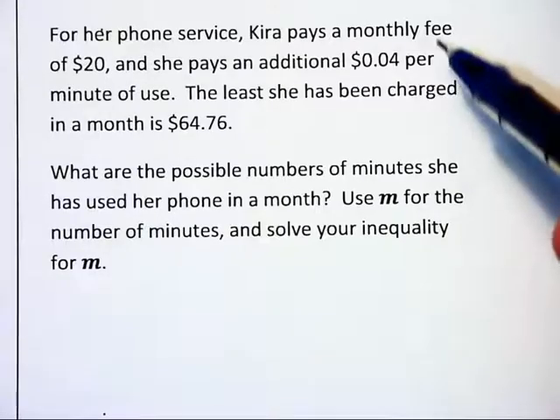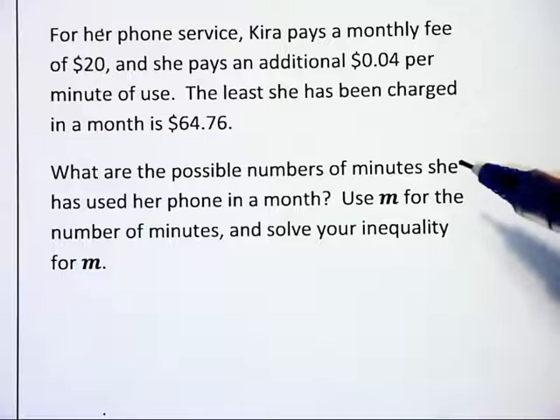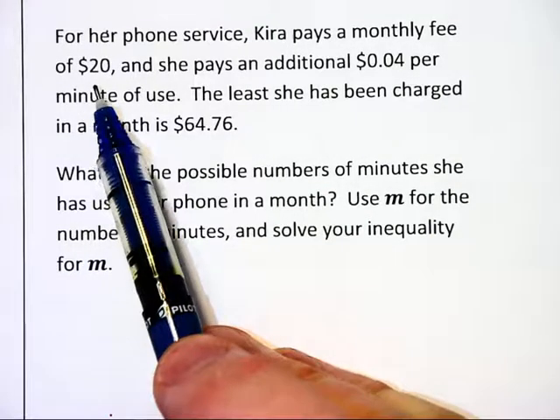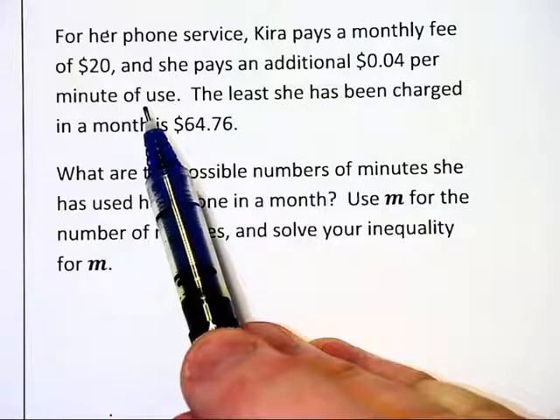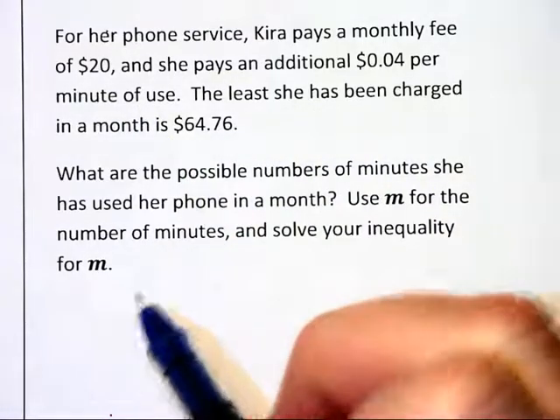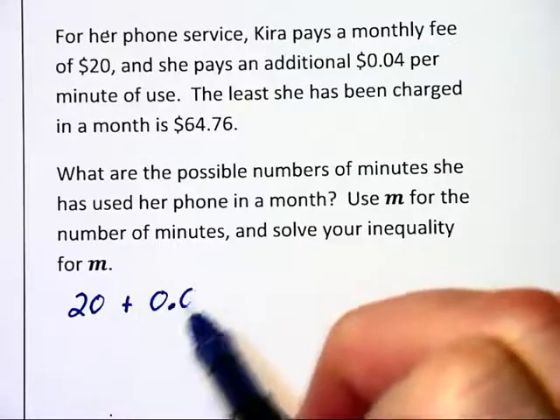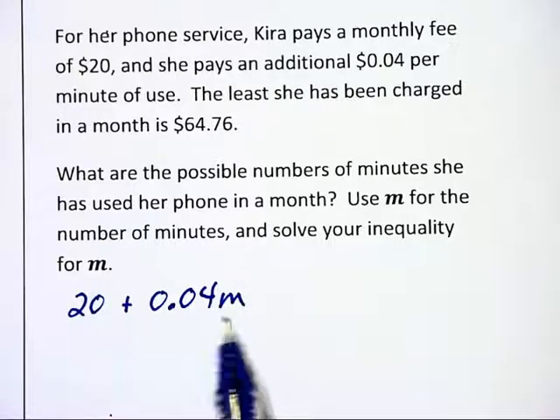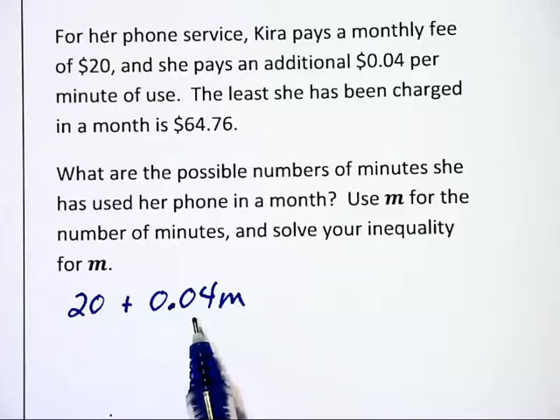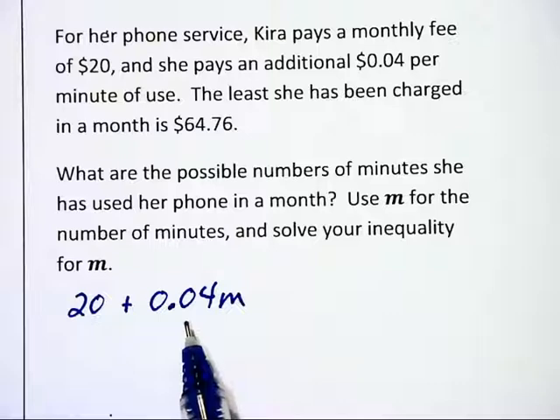Okay, this looks a little bit scary because it's a long paragraph, but most of it's just directions. Kira pays a monthly fee of $20, then she pays an additional 4 cents per minute for this phone service. Now let's think about that. That's going to be $20 plus 4 cents per minute. If she uses her phone for 1 minute, that's just 4 cents. 2 minutes, 2 times the 4 cents makes 8 cents added onto her monthly charge. So that's a standard pattern we use.